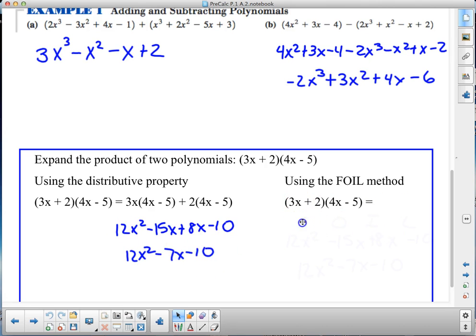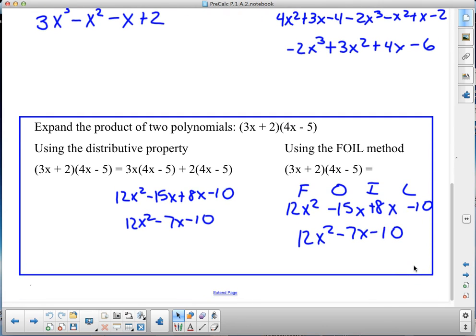If you look at this, your first, outside, inside, last: your first was 12x squared, it's 3x times 4x. Your outside is negative 15x, your inside is 8x, and your last is negative 10. Well, gosh, this looks the same, and we combine like terms, and we can get the same product. But keep in mind, FOIL is a shortcut. Generally, I don't talk or write this down. I use this to help me, and I know that the outside and the inside will always combine to be that middle term. So keep that in mind as we're going. FOIL's the shortcut.